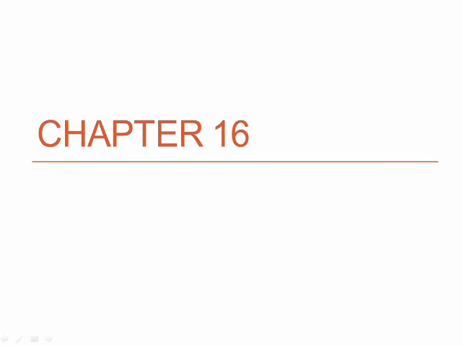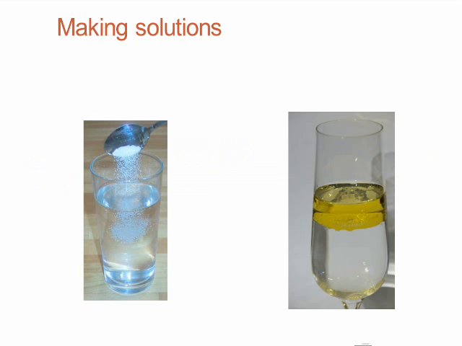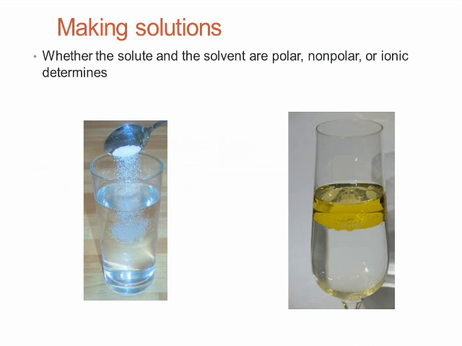Chapter 16, Properties of Solutions. We're going to look at making solutions. Whether the solute and the solvent are polar, nonpolar, or ionic determines how much will dissolve. So if we look here, we have salt and water. Salt is ionic and water is polar, of course. That will dissolve.